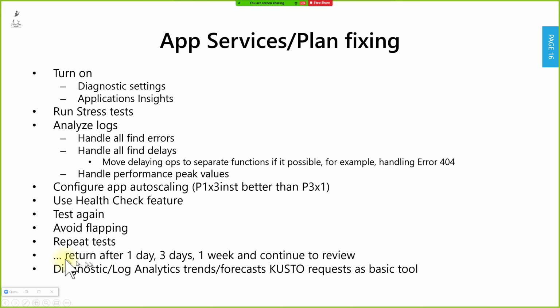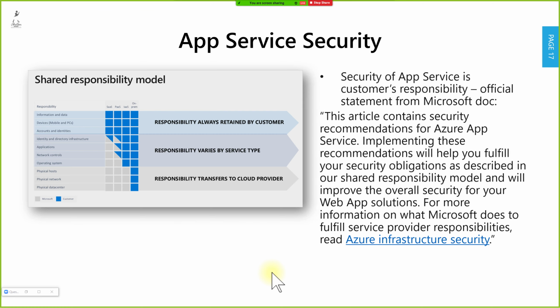And even after 1 day, 3 days, 1 week, please continue to review your performance. Please continue to review your application insights. Please continue to review your main diagnostic settings. And diagnostic, it's why we need to talk about diagnostic, or log analytics. You can use the trends and forecasts inside the custom requests. It will be your basic tool. We will talk about these basic tools.